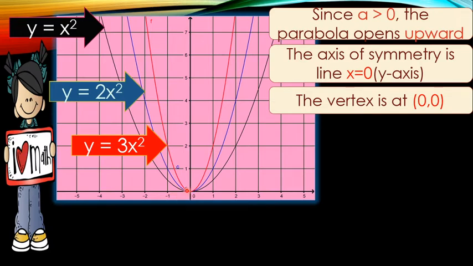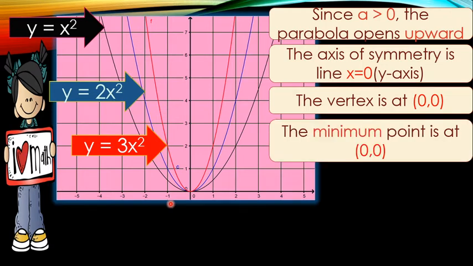Remember, vertex is the turning point of the parabola. So, from there going down and it turns up. So, the turning point is at 0, 0. So, the turning point, which is 0, 0, is called the minimum point. As you can see in this graph, this point 0, 0 is the lowest point of the graph, or we call it the minimum point.